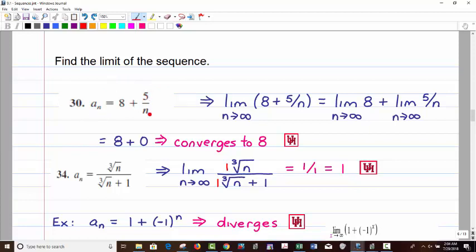So 8 plus 5 over n, so the limit is of 8 plus 5 over n. You can split these up individually. So we have the limit of 8 as n goes to infinity, then the limit of 5 over n as n goes to infinity. Now, the limit of a constant, going back to Cal 1, is always that constant, no matter what n is approaching. So that's 8. But then 5 over n will go to 0 as n goes to infinity. 8 plus 0, so you would say it converges to 8.